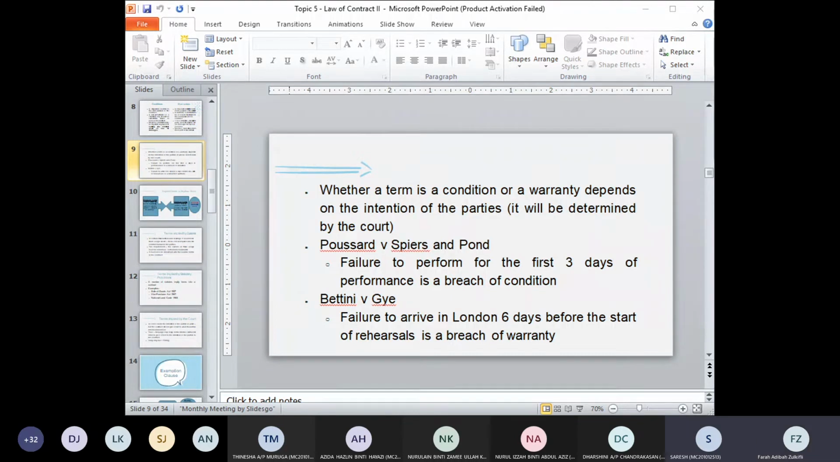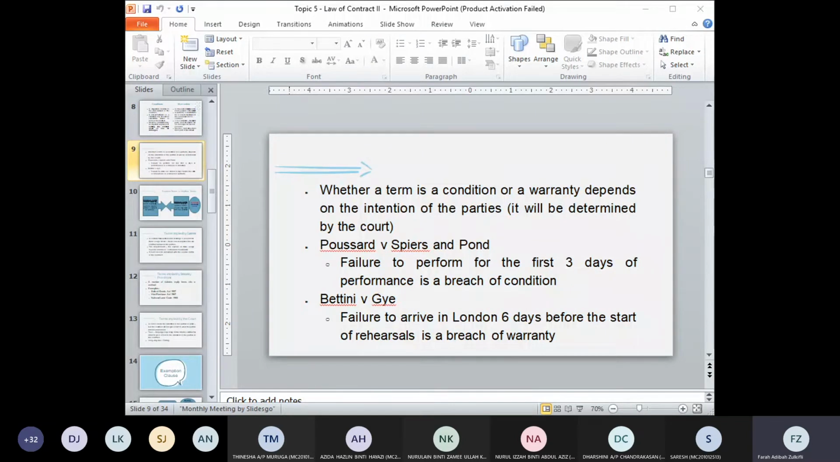Can anyone point out what are the differences between the case of Possart and the case of Bettini? What is the difference in circumstances between these two cases? The main difference in circumstances between these two cases. Does anyone know what is the difference between Possart and Bettini? No one can? Miss, yeah.